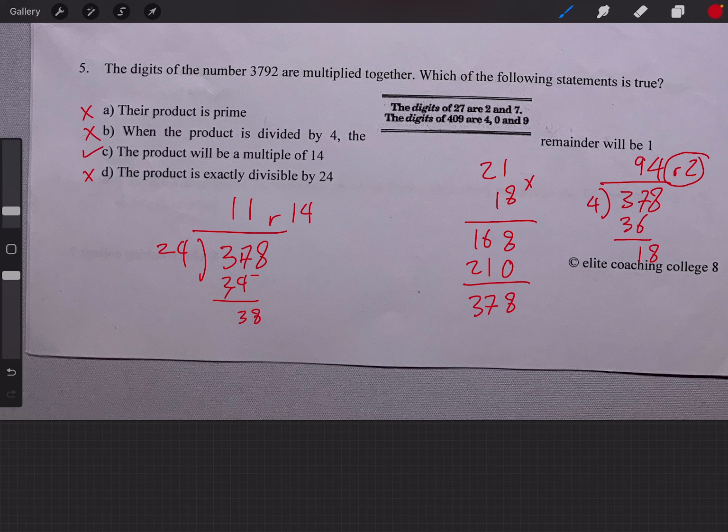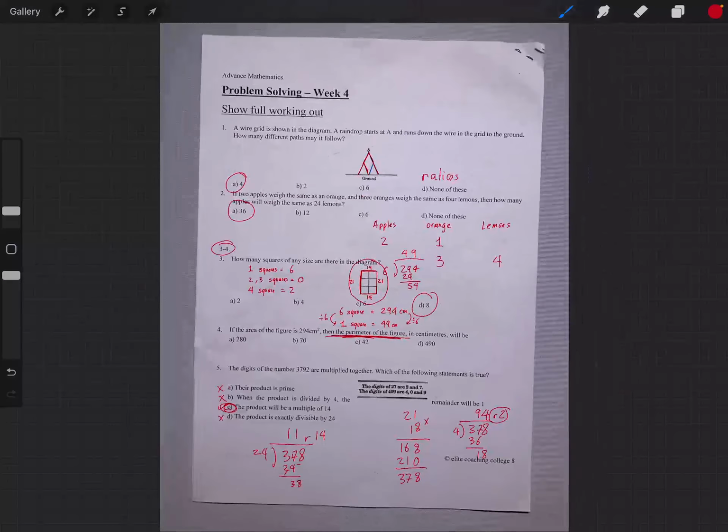Okay, so the answer is C. And that's it. That's the end of that one. Hope that helps.